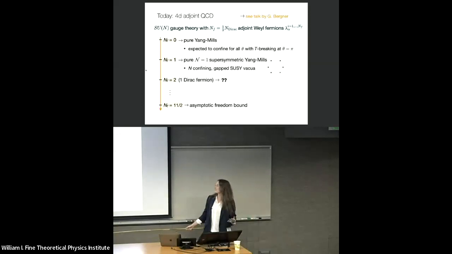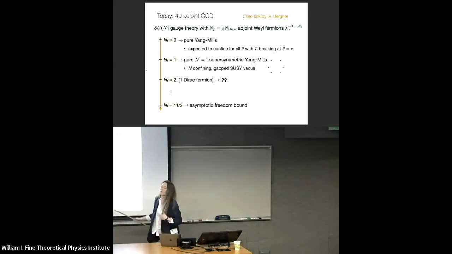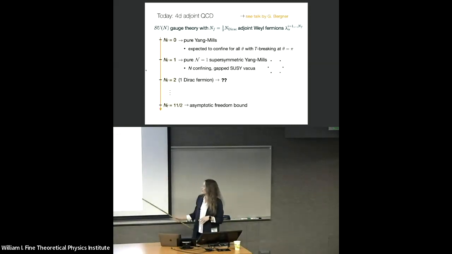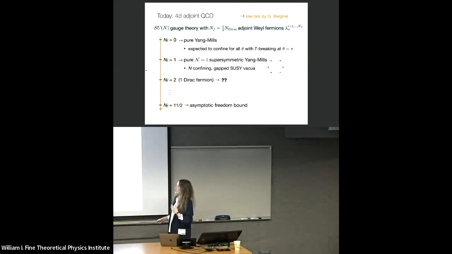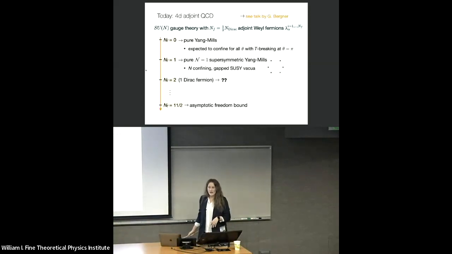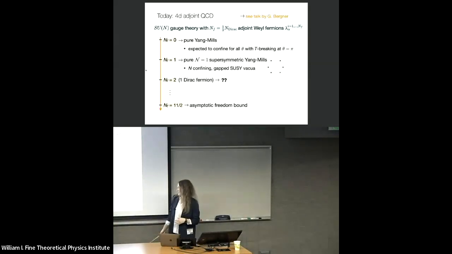This class of gauge theories depends on N, basically the rank of the gauge group, and also N_F, the adjoint Weyl fermions. And so we can think about what its phase structure is as a function of these parameters. And this was really nicely reviewed yesterday. Basically, it's interesting to ask this question in the regime of asymptotic freedom, so for N_F less than 11/2 in this case.